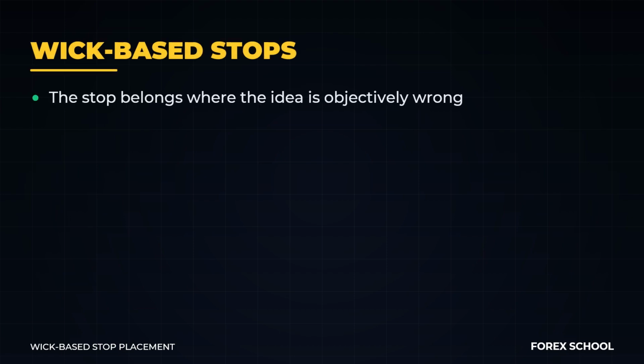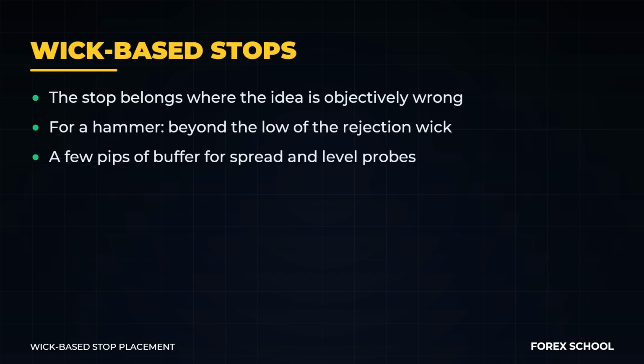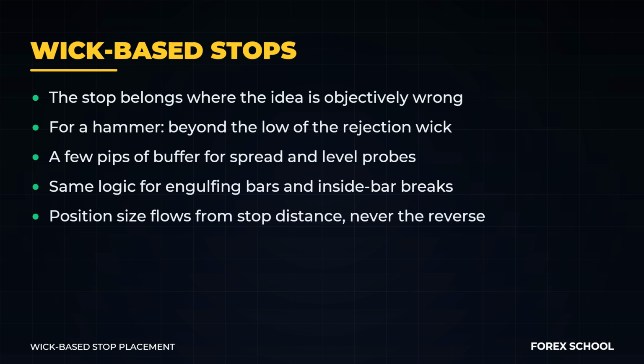Here's the logic. A protective stop belongs at the price that proves the idea wrong, not at a random distance that merely feels comfortable. Take the hammer. The entire story is that sellers pushed to the low of that wick and were rejected. If price later trades back through that low, the rejection story has failed, completely and objectively. So traders using this framework place the stop a few pips beyond the wick's extreme. Beyond, not at, to allow for spread and for the market's habit of probing obvious levels.